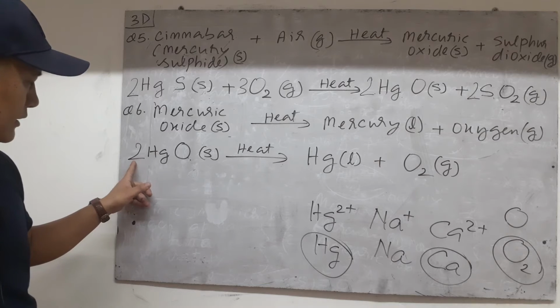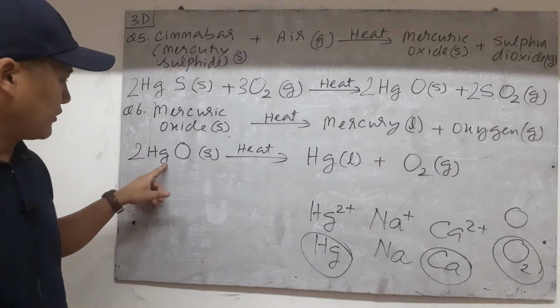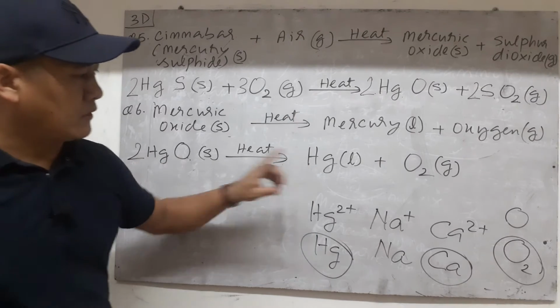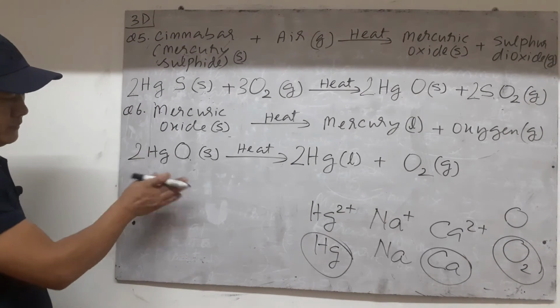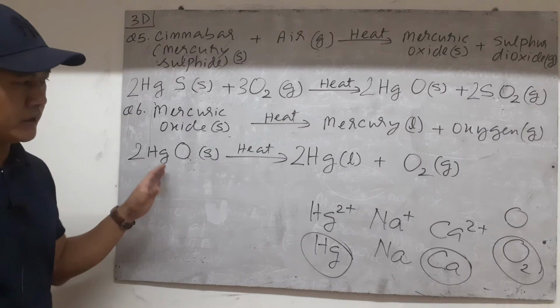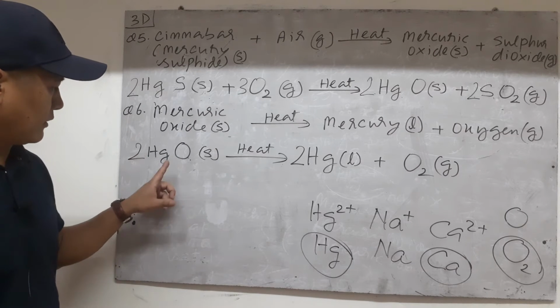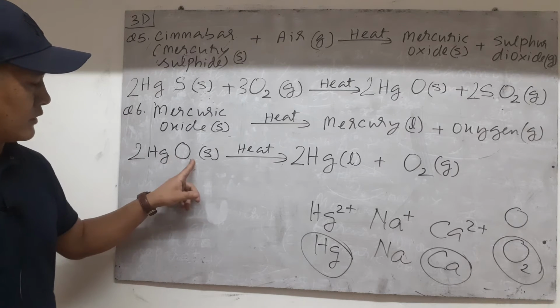Now this has disturbed the Hg. 2 mercury atoms, 2 Hg. Only 1 mercury atom, so we put here 2. Now it's balanced. Now let's identify whether they are molecules or atoms. Don't look at the front numbers, look at the back. Here 1, here 1. So 1 plus 1.